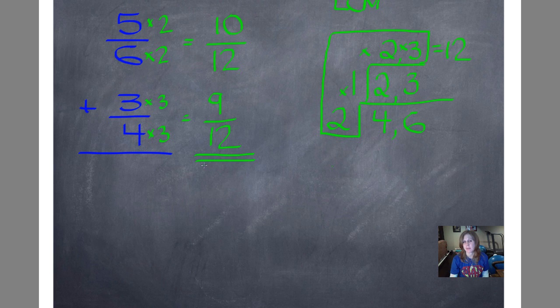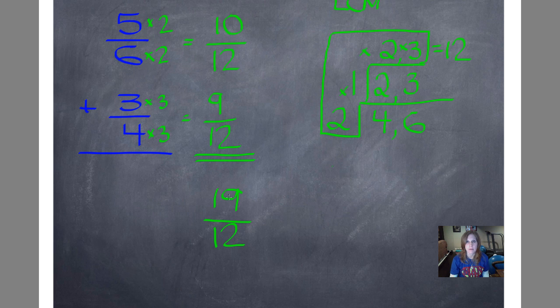I kind of do a double line when I'm adding these because I don't want to get all my fraction lines mixed up with my equal sign, or my equal line. It does kind of look like an equal symbol. Our denominator is going to be 12. And now we add our numerators. 10 plus 9 is 19.